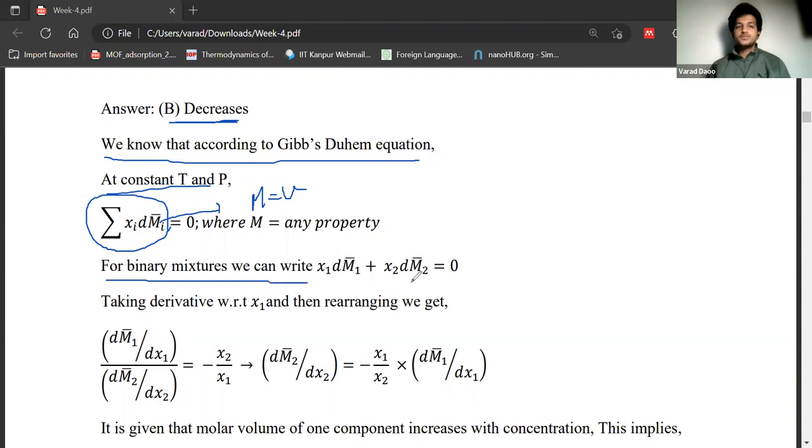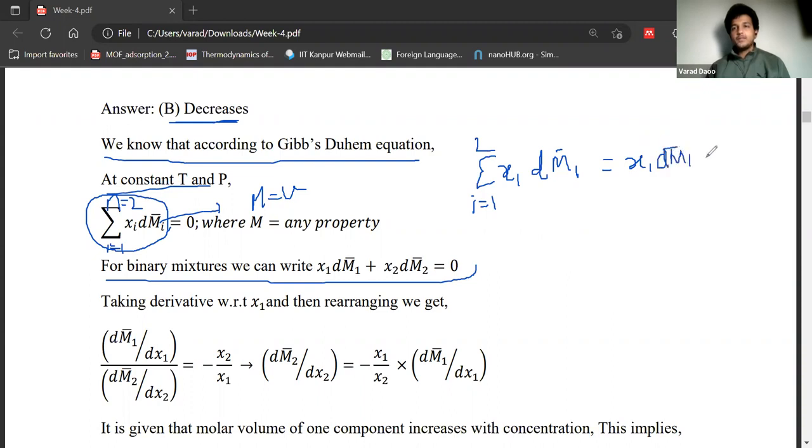So for binary mixtures we just have to expand this. Summation x_i d m_i bar for i equals 1 to n. Here n is equal to 2 because it's a binary mixture. So we have summation x_i d m_i bar where i is equal to 1 to 2. This is nothing but x1 d m1 bar plus x2 d m2 bar. This is what we have written here for a binary mixture.